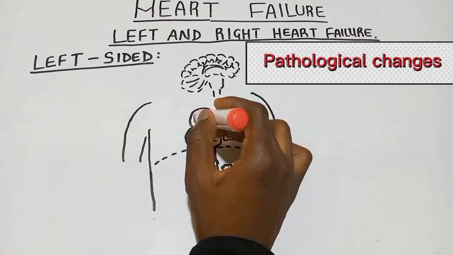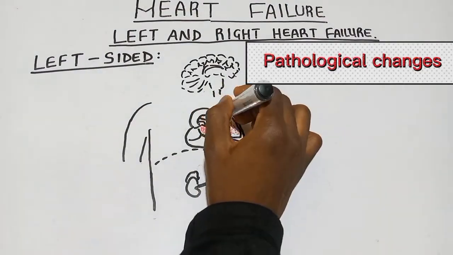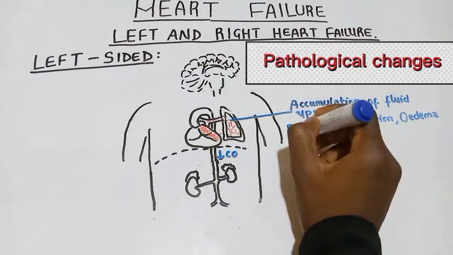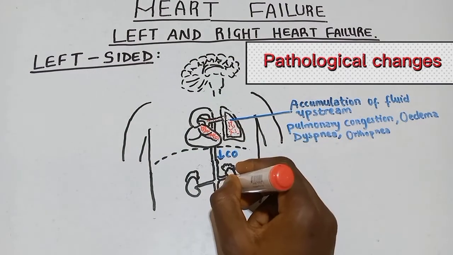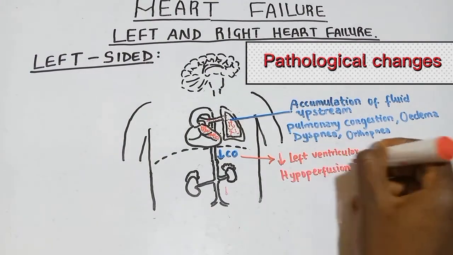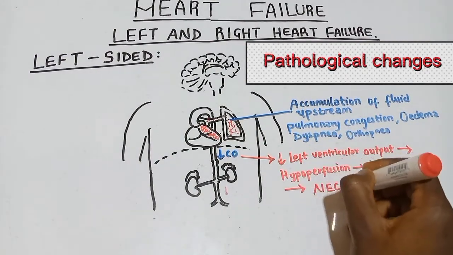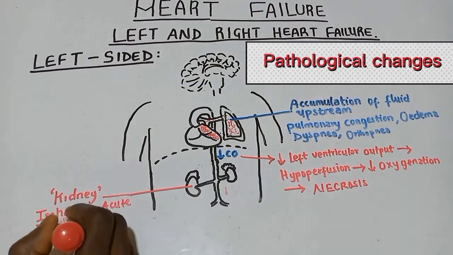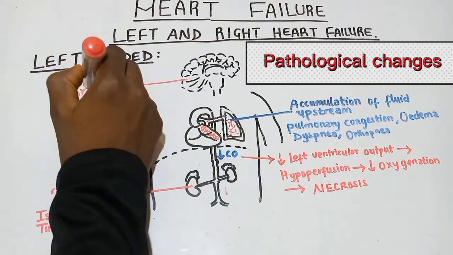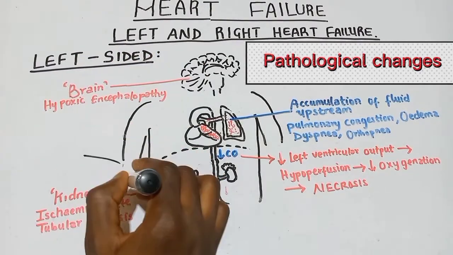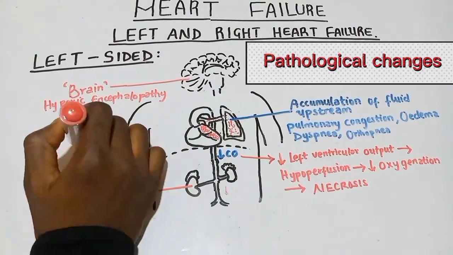So in the lungs, there is accumulation of fluid upstream, leading to pulmonary congestion, edema, dyspnea, and orthopnea. There is reduced cardiac output, leading to hypoperfusion and reduced oxygenation of tissues, thereby causing necrosis. So in the kidney, there is ischemic acute tubular necrosis. In the brain, there is hypoxic encephalopathy. And the skeletal muscles of such individual will be weak.